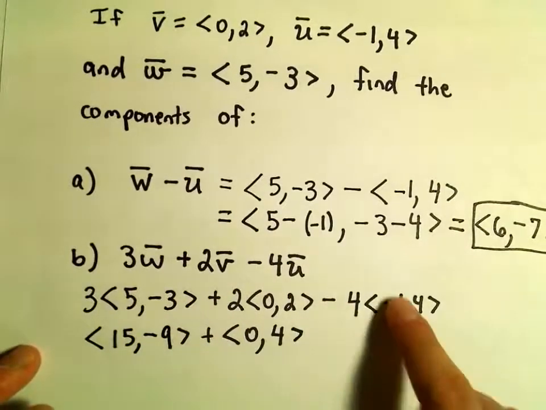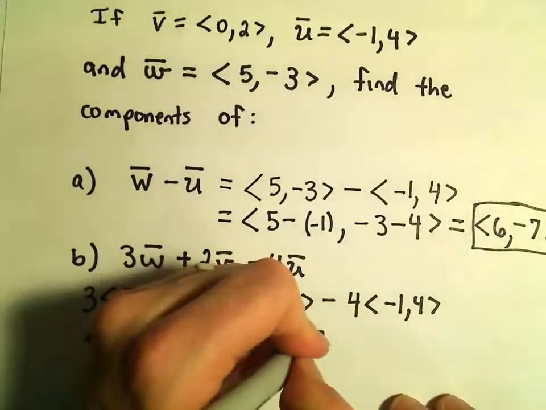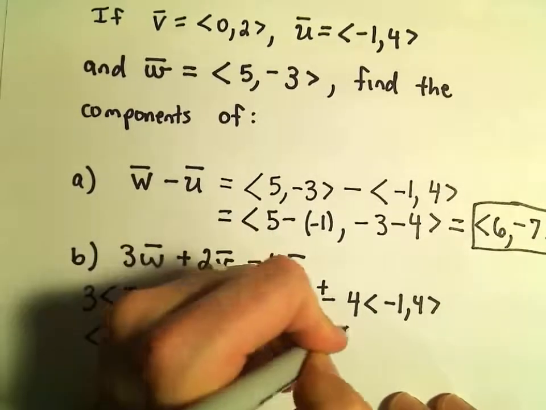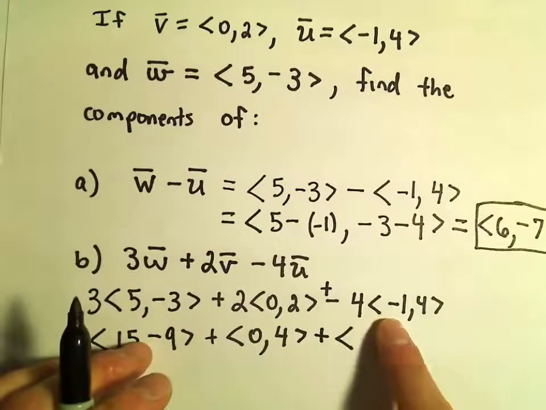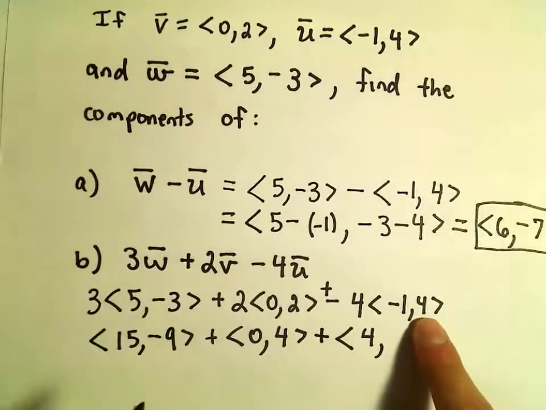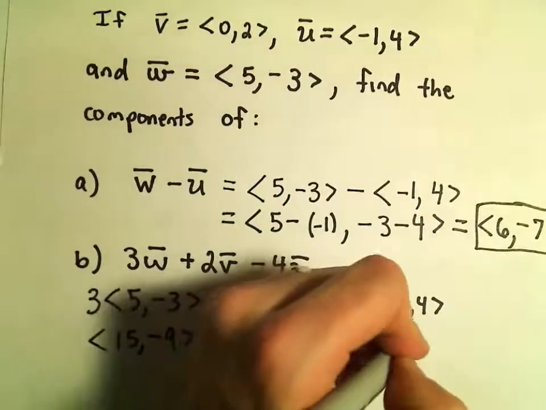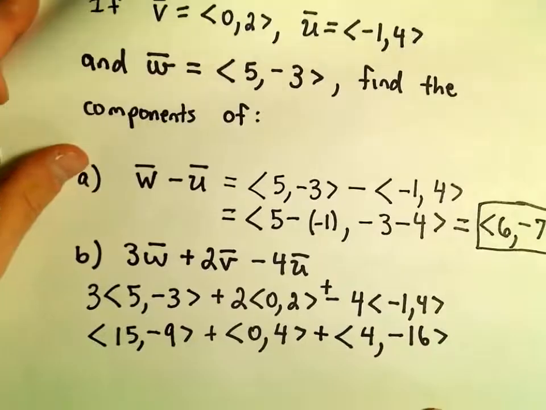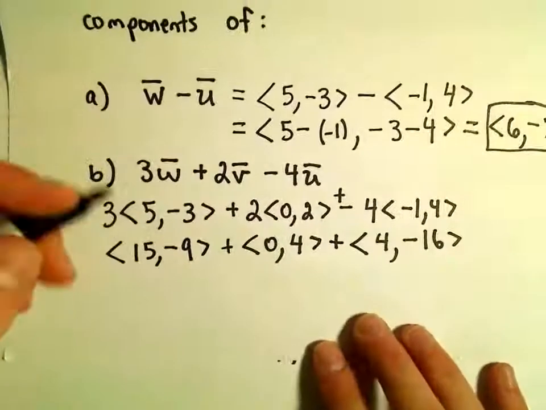If you want to, you can imagine distributing the -4. So you could always think about this as being plus -4. So if we distribute that -4, -4 times -1 will be +4. -4 times 4 will be -16. And now it's addition. You could do these pairwise, you could do them two at a time if you want to.